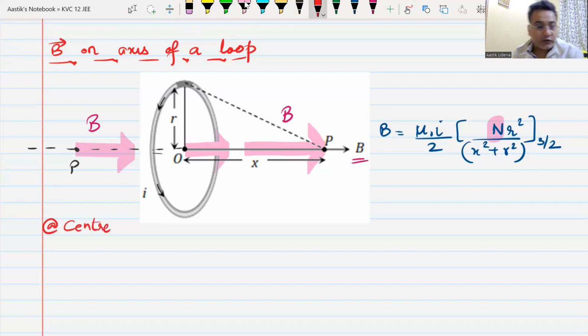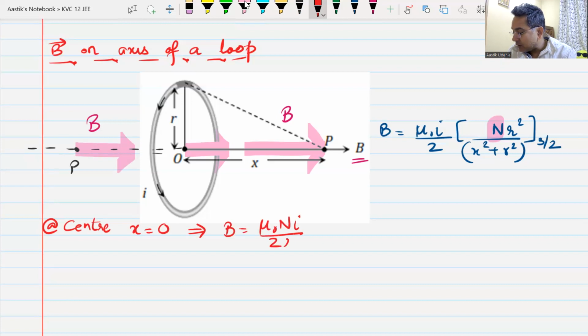You can do a special case at the center of the loop. At the center of the loop, you can just put x as 0 and you will get the formula for magnetic field at the center of the loop. And at the center, you will get the magnetic field as mu naught N i by 2R. Yes or no? Yes, sir.